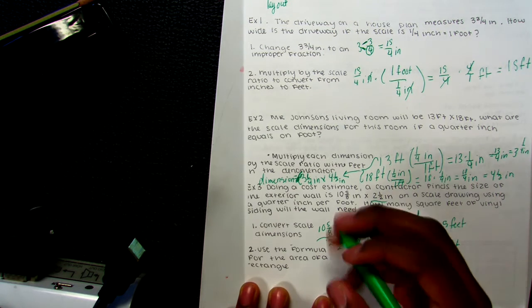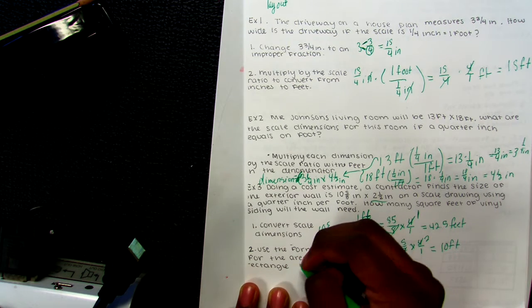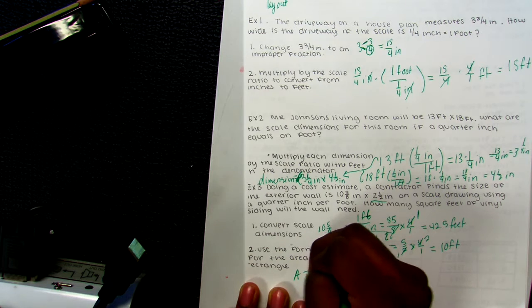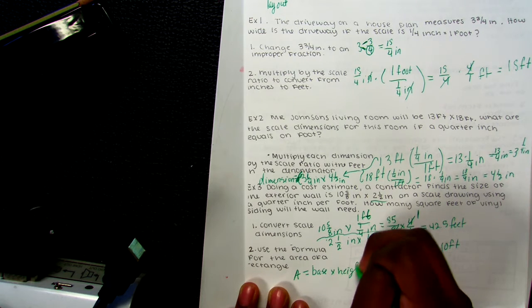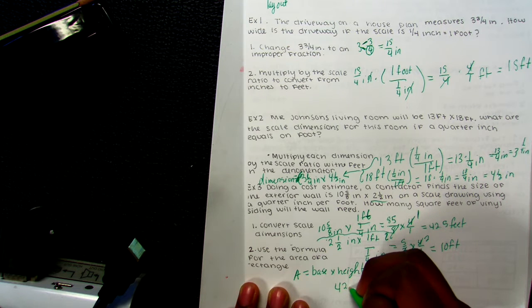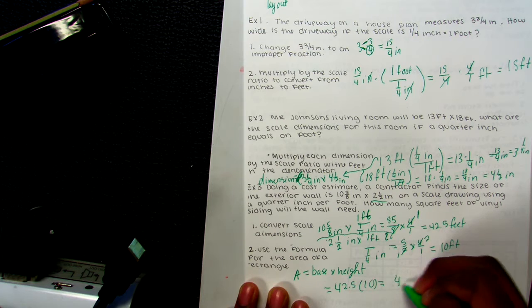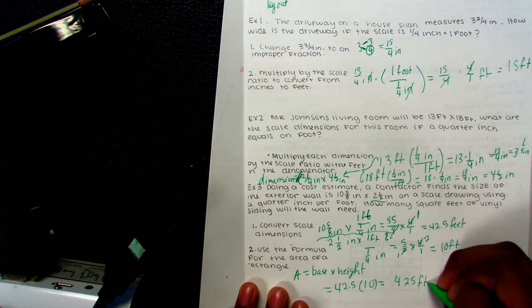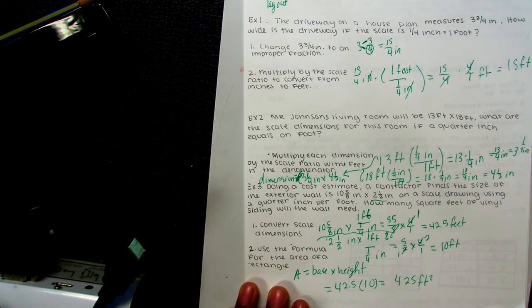Now to the second step. It says use the formula for the area of a rectangle. So for this we're going to do A equals base times height. Okay, so you're going to multiply 42.5 times 10, which would give you 425 feet squared. This calls for 5 squares, since 1 square of vinyl siding covers 100 square feet.